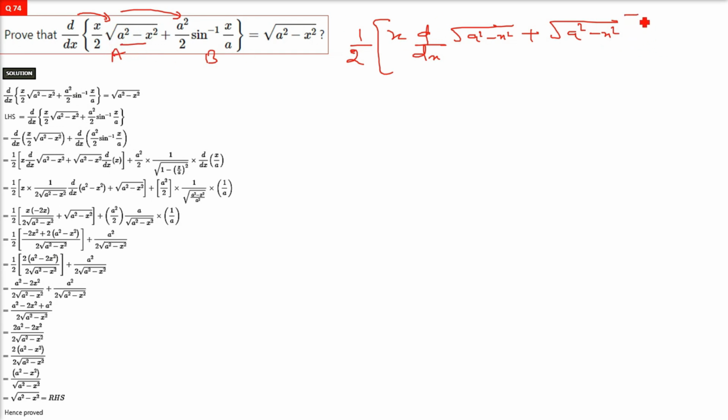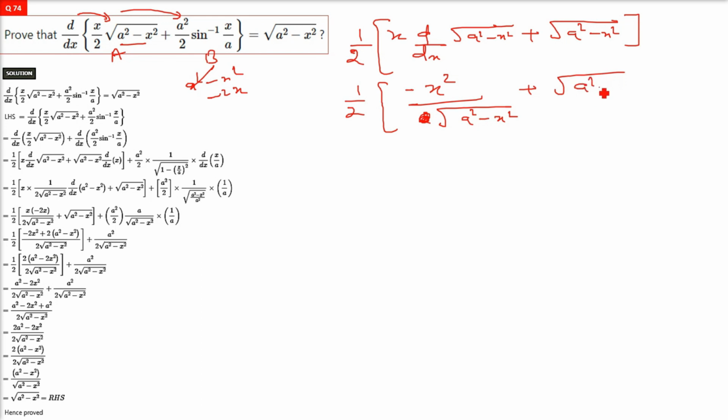Half, x by 2, half I have already taken outside. So half already taken outside, x d by dx of under root a square minus x square. So 1 by 2 twice of under root a square minus x square, and a square minus x square, of course we have already seen a square will be 0. It will be minus 2x basically. So minus 2x, 2 gets cancelled, x will be x square. So I have taken minus 2x, put in here and solved it in this step only. 2 I cancelled, x I combined with x, so it will be x square and negative sign. Plus under root a square minus x square.